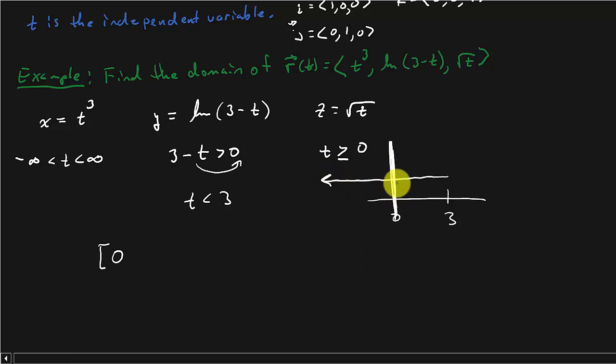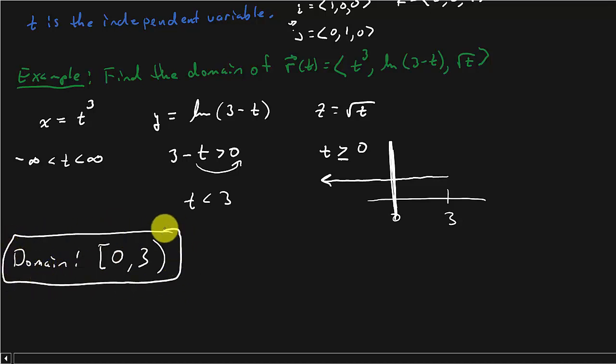You see that? But we have to cut it off right here because of this one. So it's going to be from 0 to 3, but the 3 is not included, because if we plug 3 in, we would be taking the log of 0. And so we'll put a 3 there, a parenthesis there, so the domain is 0 to 3.